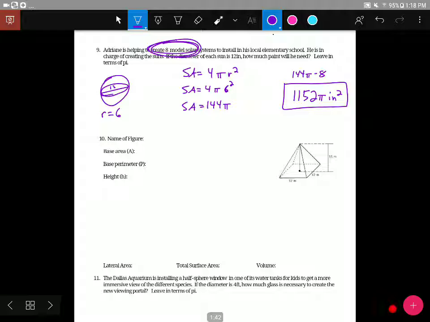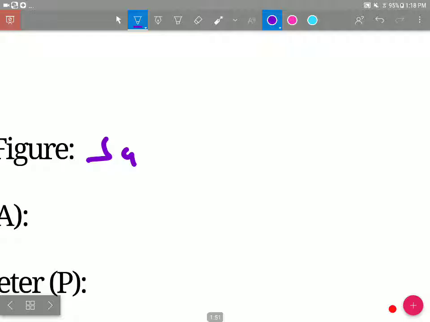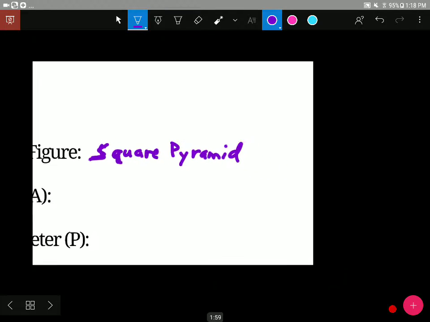Number 10. Name the figure. First things first. It is a pyramid because it comes up to a point, not a prism. And it's a square on the bottom, so it's a square pyramid. Pyramid. And let's just start finding stuff.